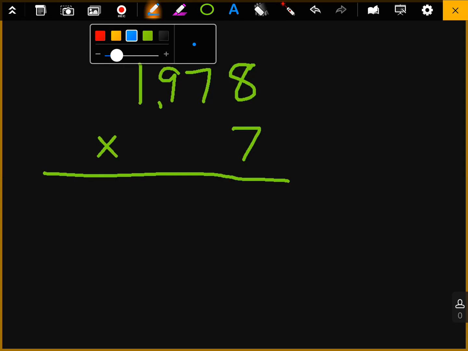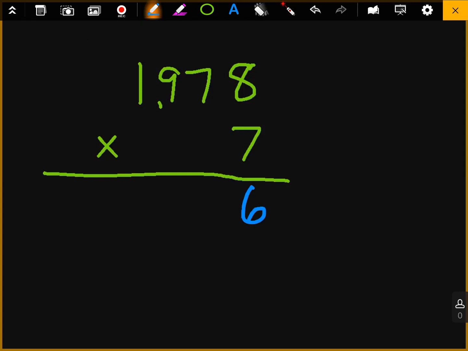1,978 times 7. So we start with this number in the ones place, 8. 7 times 8 is 56. The 6 goes here. The 5 is carried over. And now we multiply 7 times 7. 7 times 7 is 49, and we have to add the 5 there. So 49 plus 5 is 54. 4 goes there, and the 5 gets carried over. 7 times 9 is 63, plus the 5 makes it 68. The 8 goes here, and you guessed it, the 6 gets carried over.